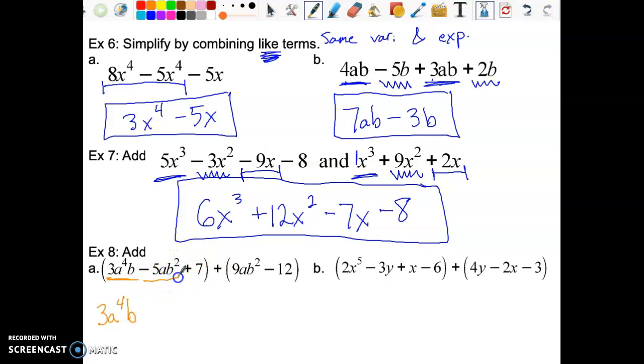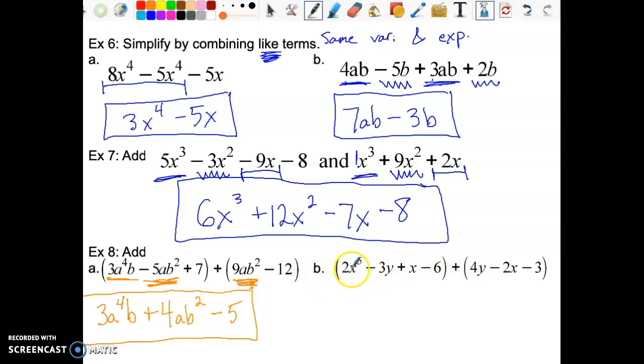But now I can change minus 5ab squared plus 9ab squared. Negative 5 plus 9 is 4ab squared. And then 7 plus negative 12. They are like terms because even though they don't have variables, that's what they have in common, that they have no variables. So 7 minus 12 gives me negative 5. That's it for that one.